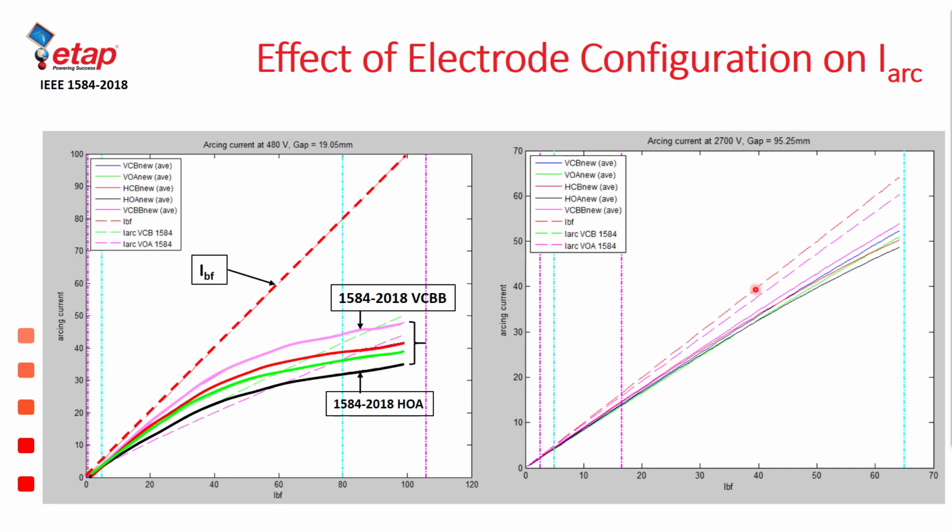And here we can see two items, which I would like you to understand, especially as you get ready to implement this new model in the upcoming months for your system studies. First, we can see the available short circuit current represented by this dotted solid red color plot. Right below, that dashed magenta plot represents the BCB and HOA IEEE 1584-2002 results for the arc current.